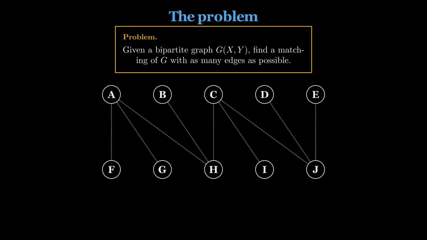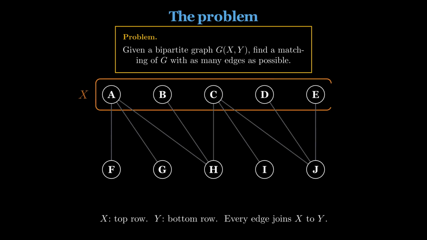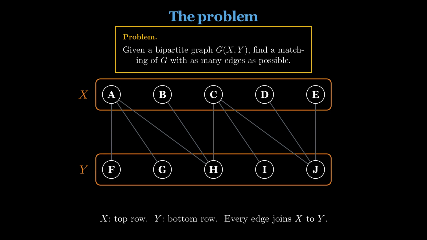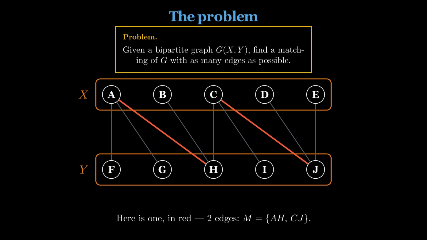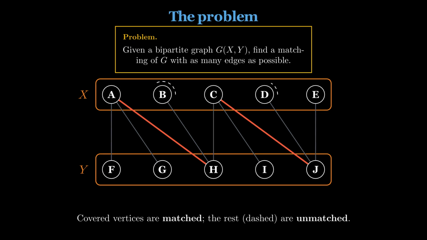Our example has 5 vertices in each part. The top row is x, the bottom row is y, and every edge joins the 2 rows. Recall that a matching is a set of edges, no 2 of which share a vertex. Here is one, drawn in red, 2 edges. The vertices it covers are matched. The dashed ones are unmatched.